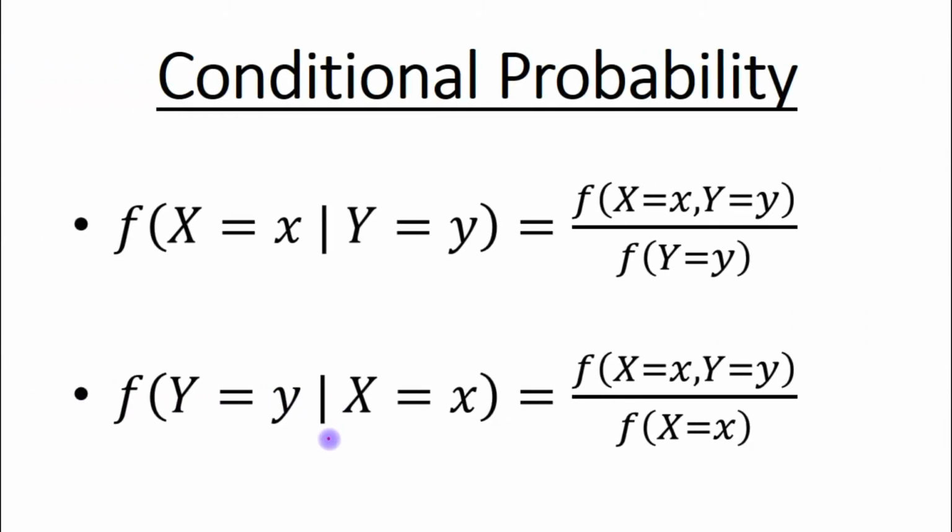Next we have given formulas for conditional probability, in which the first one represents the probability of x when y is given. It is equal to the joint probability of x and y whole upon probability of y. Second one, probability of y when x is given is equal to joint probability of x and y whole upon probability of x.